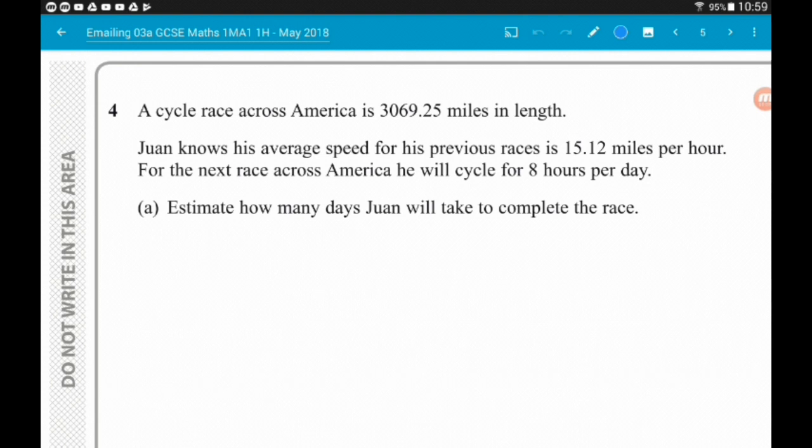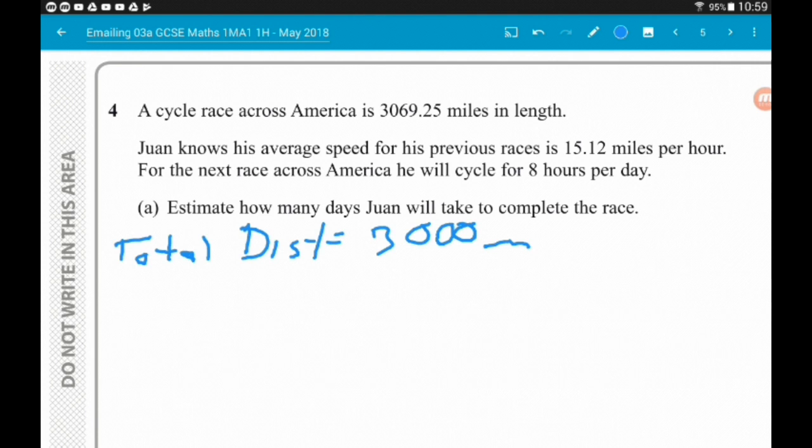So, with estimation, we're going to make these numbers a lot nicer. So, we're first of all going to say total distance is 3,000 miles, and we're going to say his average speed is 15 miles per hour.